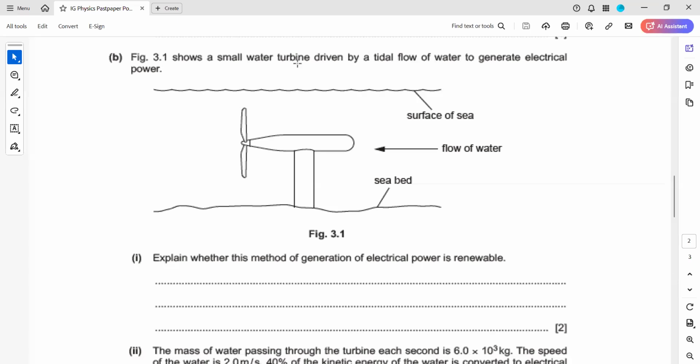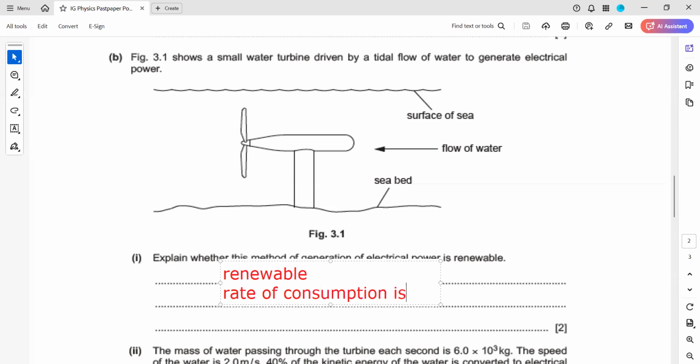Explain whether this method is renewable or non-renewable. This is renewable, as we said just now. And why do we say it is renewable? Because the rate of consumption is lower than the rate of formation. The rate at which this energy resource is produced is much higher than the rate at which we consume it. That's why we call this a renewable energy resource. You can also say it is renewable because a large amount is available. That's fine.